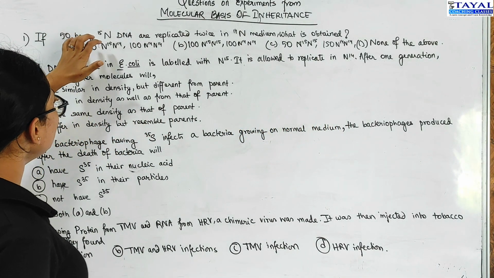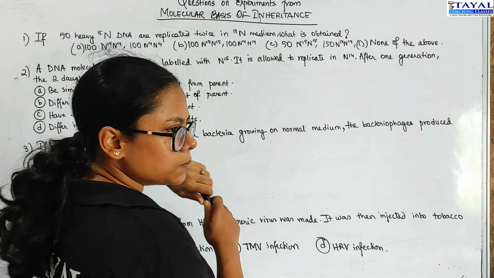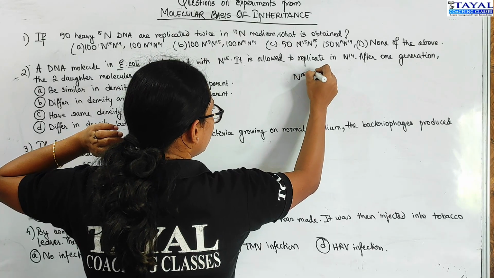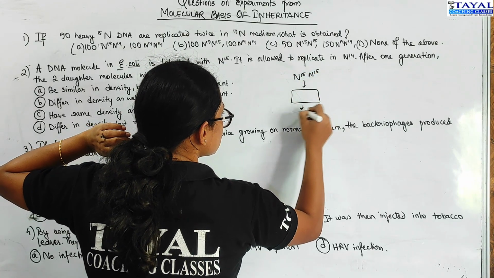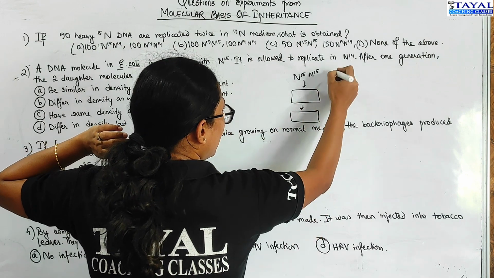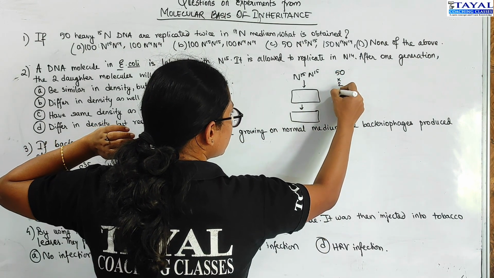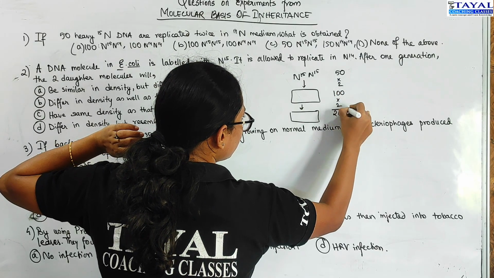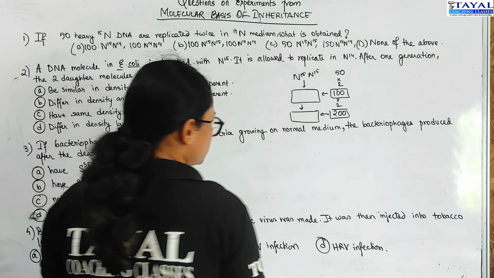If 50 heavy N15 DNA are replicated twice, right? So now let's see, you have N15, N15, you replicate it once and you replicate it twice, right? And if you have 50, then in the first you will have into 2, that is 100, and in the last you will have into 2, that's 200. So you will have 200 in the second generation, 100 in the first generation.